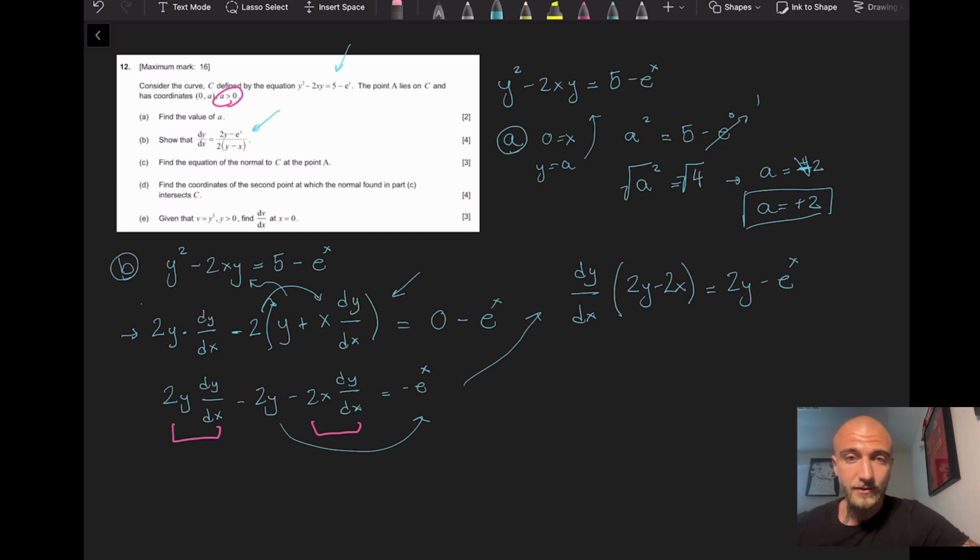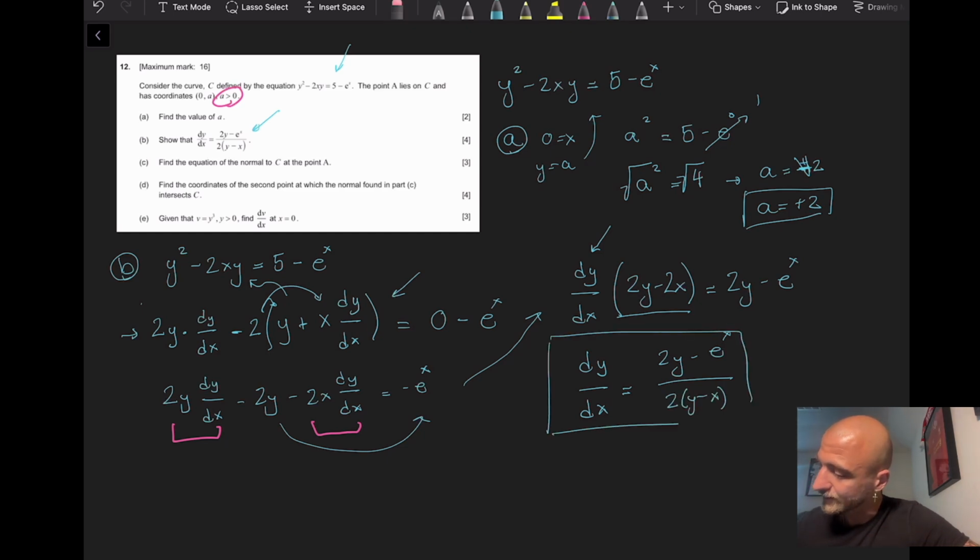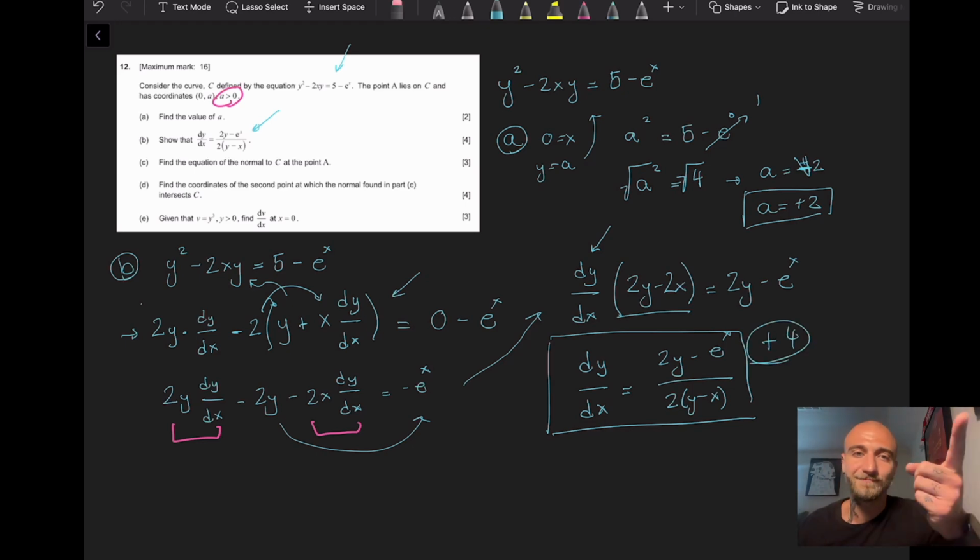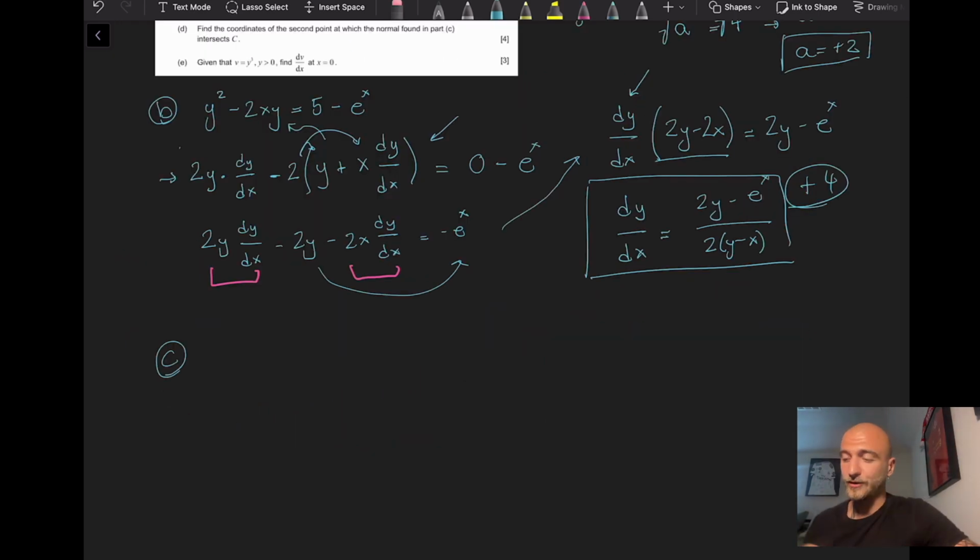And now, nice and simple, if I want to leave this dy dx term alone, I can just divide both sides of the equation by 2y minus 2x. That leaves dy dx all by itself: 2y minus e to the x, all divided by 2y minus x if I factor out the 2 term. And there you go. There's your derivative, 4 points in the back. Check.